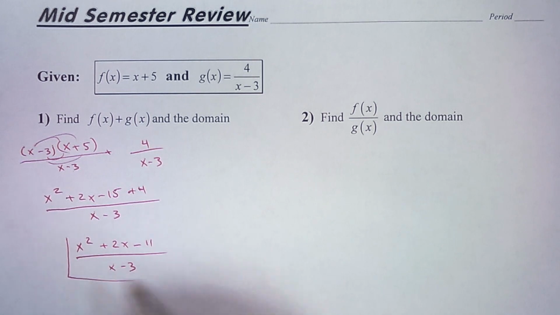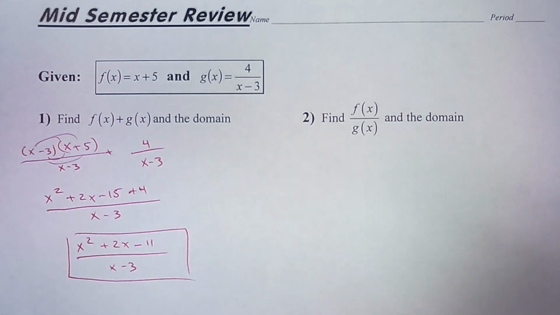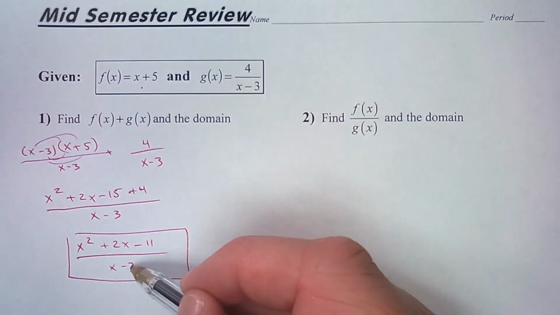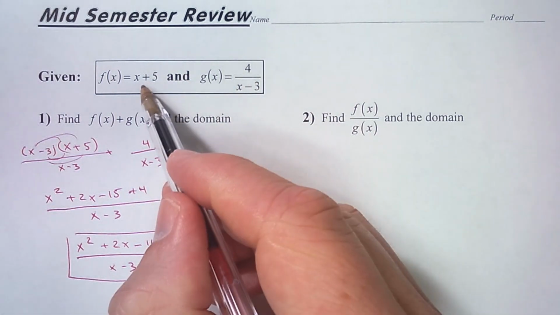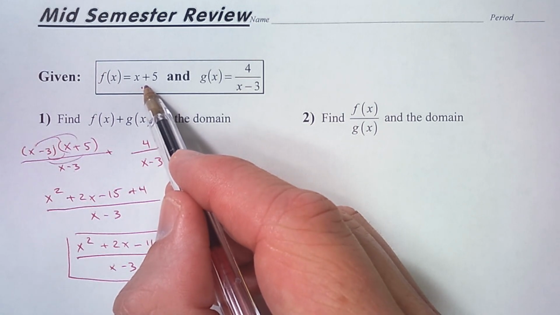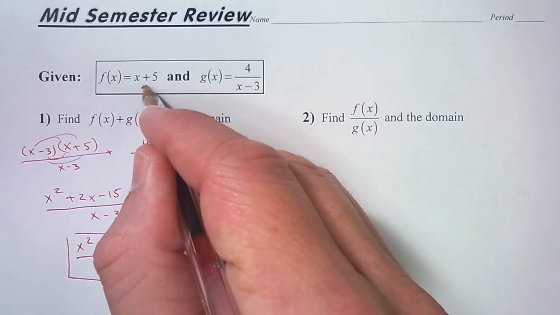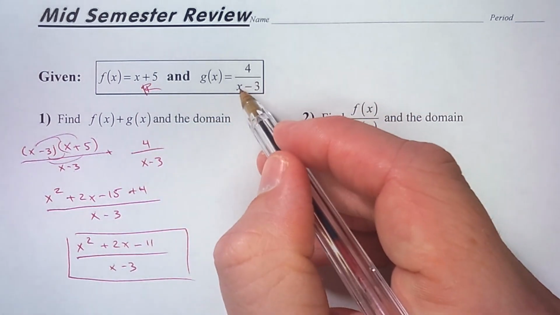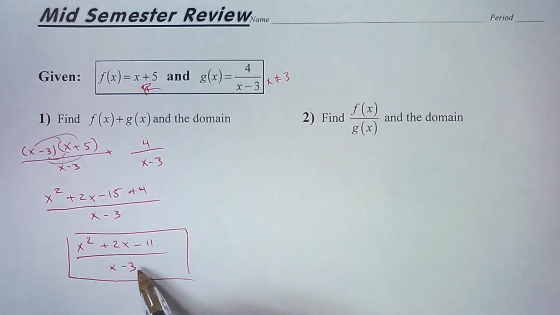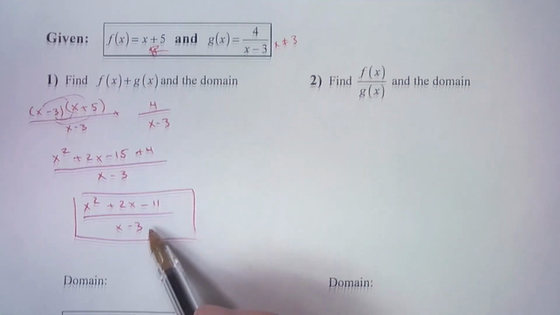And for the domain, I have to make sure my domain satisfies f of x, g of x, and this composition. There's no variable under a radical or in a denominator in f of x, so the domain here is all real numbers. Here, the denominator cannot be 0, so x cannot be 3, and here's the same, x can't be 3, so the only restriction is that x cannot be 3.